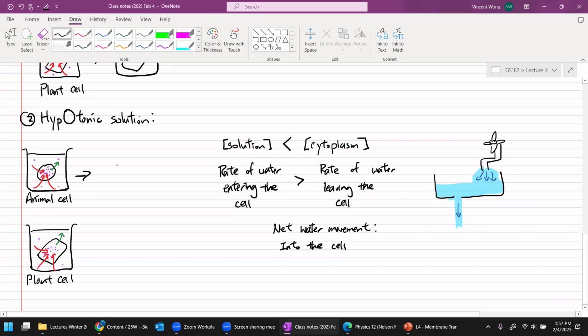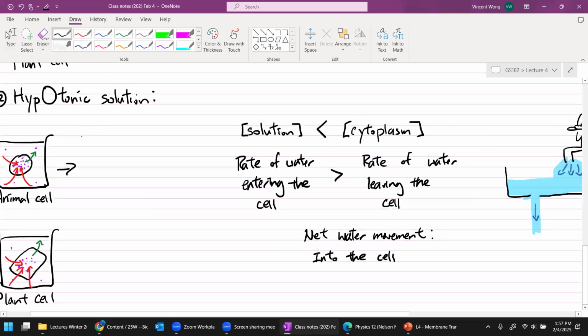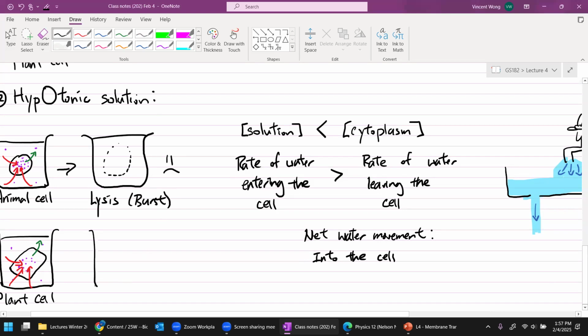Okay. So for an animal cell, it is going to get really big and then it's going to pop. We call this lysis. Lysis is to break, right? You learned that before. Burst. So obviously this is bad news. It's dead.